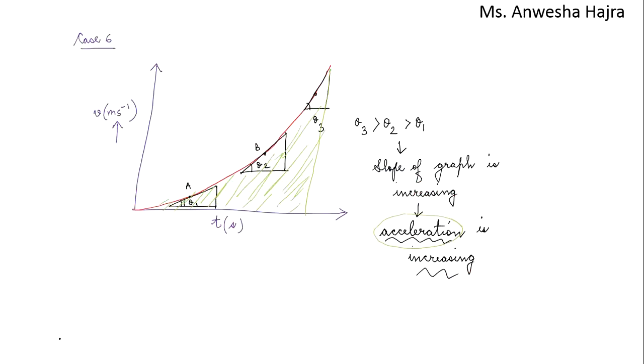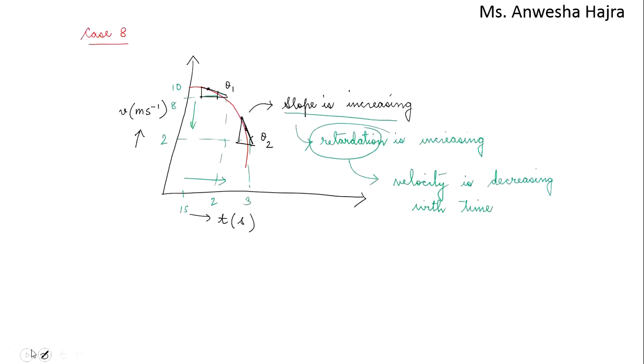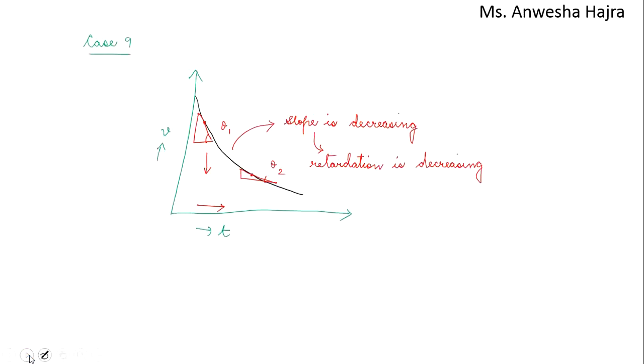This type of graph, the slope is increasing, slope gives acceleration, so acceleration is increasing. This type of graph, slope is decreasing, so acceleration is decreasing, but velocity is increasing. This type of graph means slope is increasing, but velocity is decreasing, so there is retardation which is increasing. This type of graph, the slope is decreasing, but velocity is also decreasing, so retardation is decreasing.